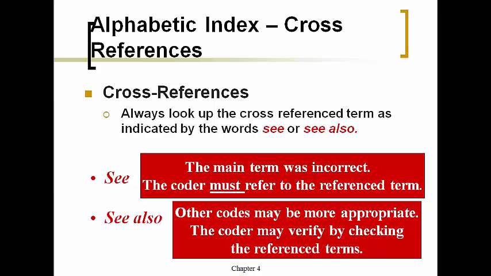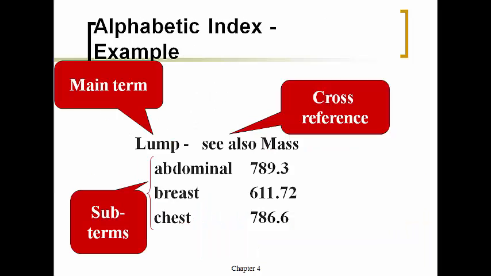If the word says See next to the main term, then that means you must refer to that reference term because what you're searching for was incorrect. If there's a See also, that's just indicating that there may be a more appropriate code. Let's look at an example.